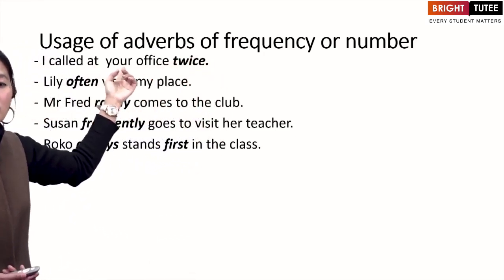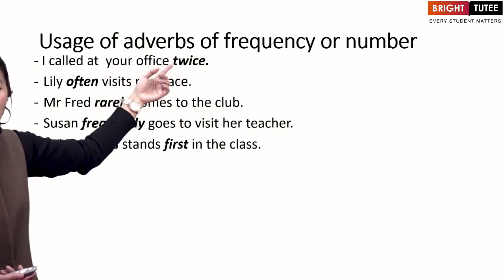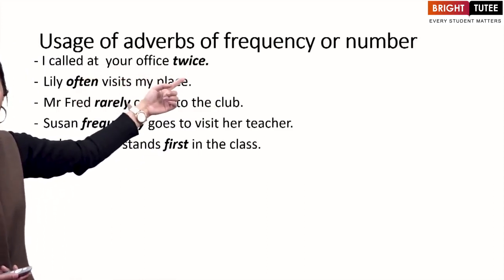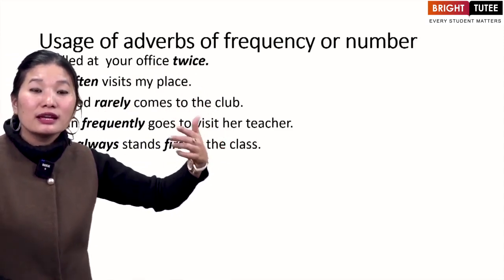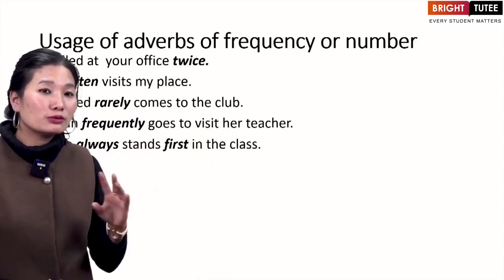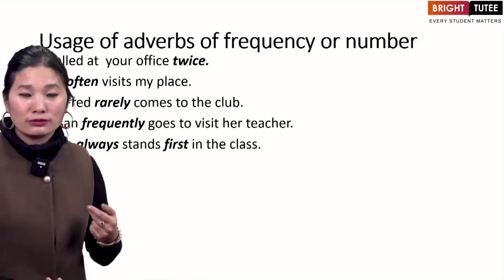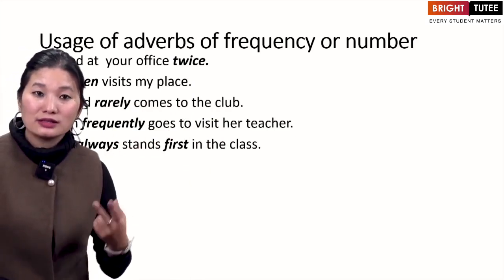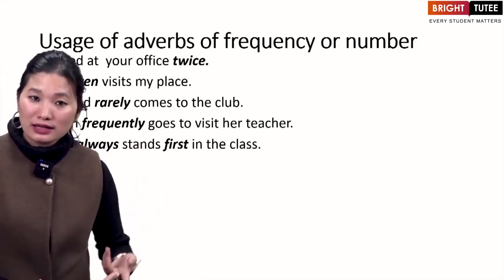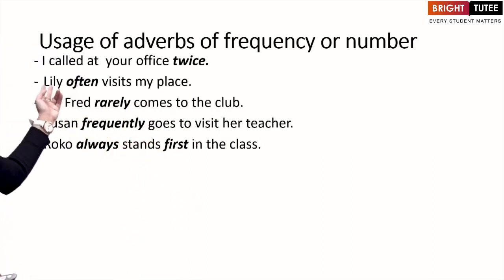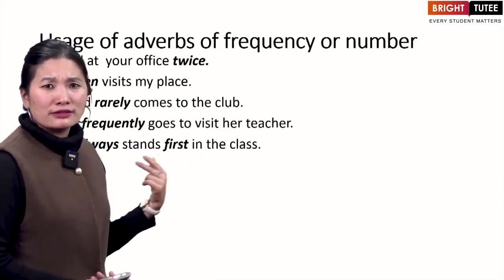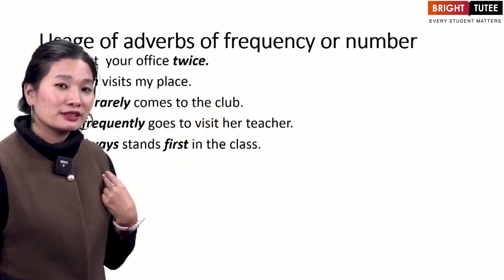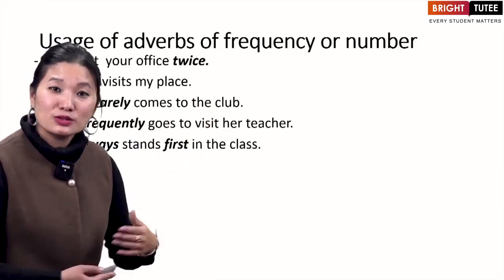I called at your office twice. Called is the verb, it has come behind, but it is telling you the number of times, the frequency, right? It is telling you how many times he called at his office. It is twice. It is telling you the number. It is also telling you the frequency. Lily often visits my place. When does Lily visit my place? It is very often. Okay? That means she usually visits my place.